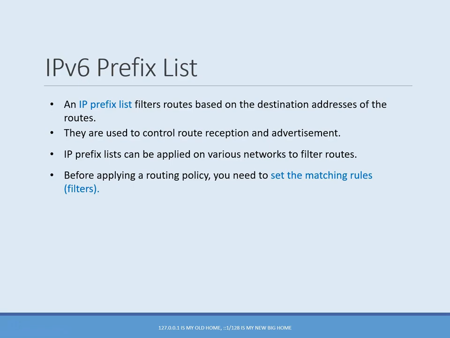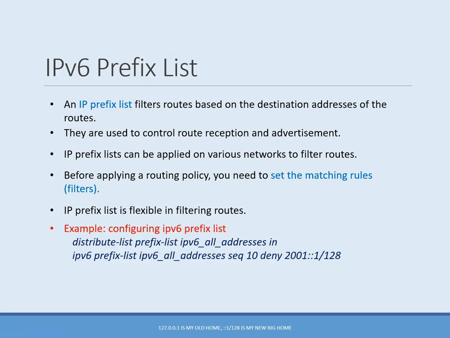Before applying a routing policy, you need to set the matching rules or filters. An IPv6 prefix list is flexible in filtering routes. It can filter routes based on the destination addresses of the route. To configure the IPv6 prefix list, you need to execute this command. This is an example of the configuration.